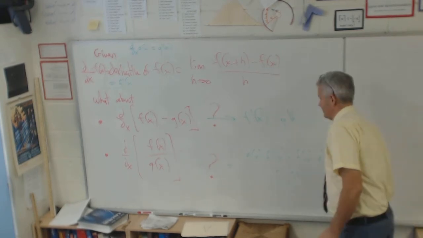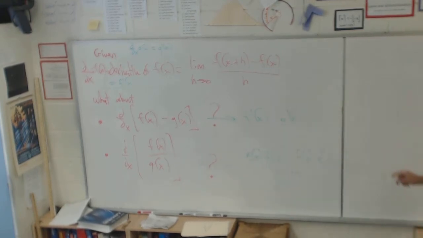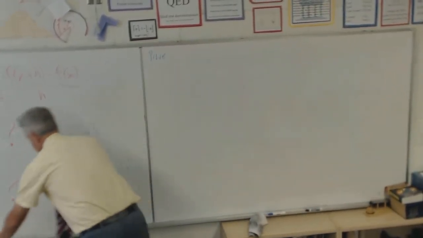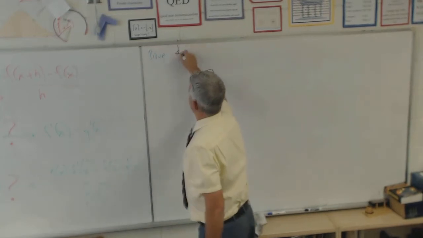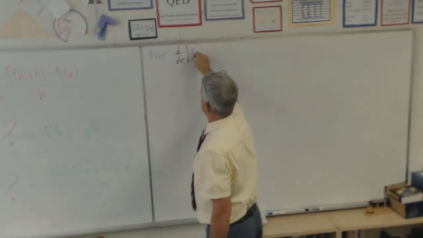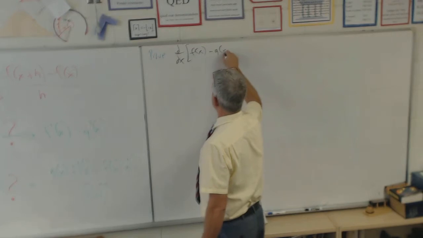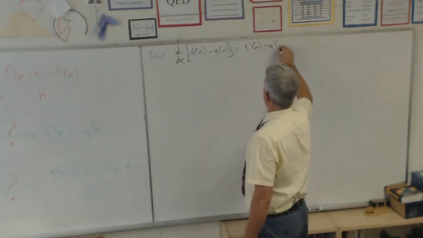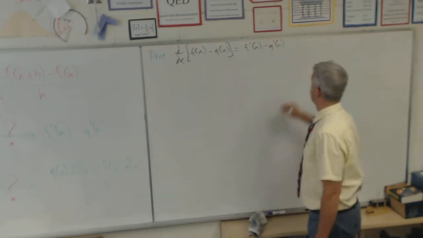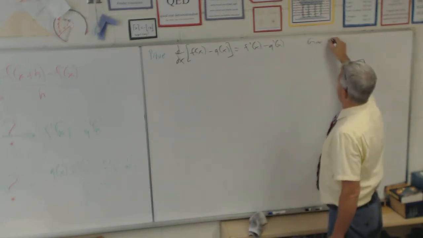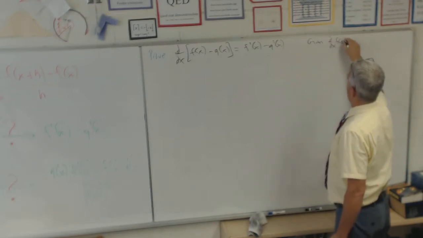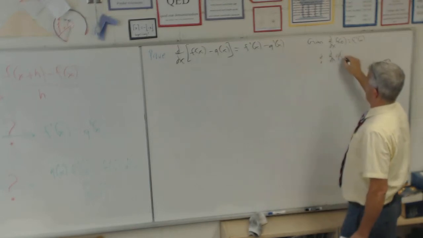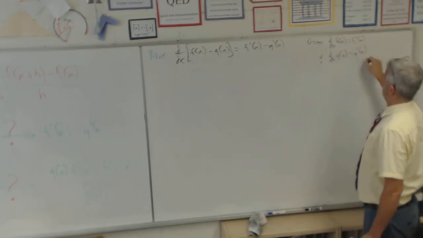Not a good marker. Okay? So here we go. We're going to do the proof of this. So proof. Get some marker that's dark. The derivative with respect to x of f of x minus g of x is f prime of x minus g prime of x. Okay? We're given the derivative with respect to x of f of x is f prime of x, and the derivative with respect to x of g of x is g prime of x.